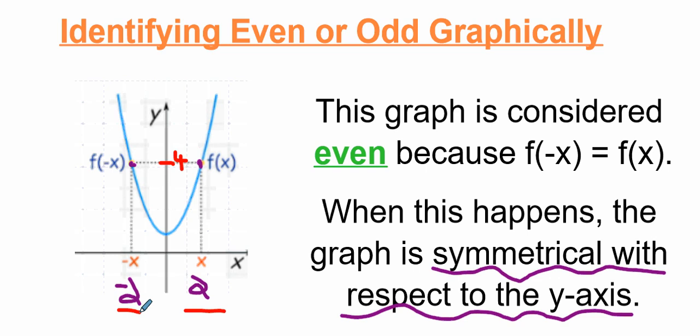When that happens, we say that a graph is even. It doesn't matter what x we pick. Let's say we pick x is 3. Well, for x is negative 3, it's still going to have the same height, the same y value, the same value for the function. And when that happens, we say a graph is even.